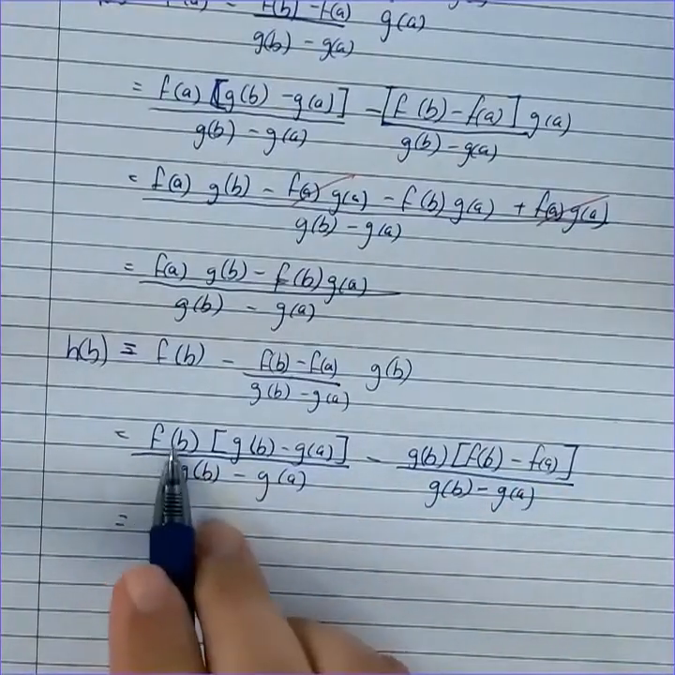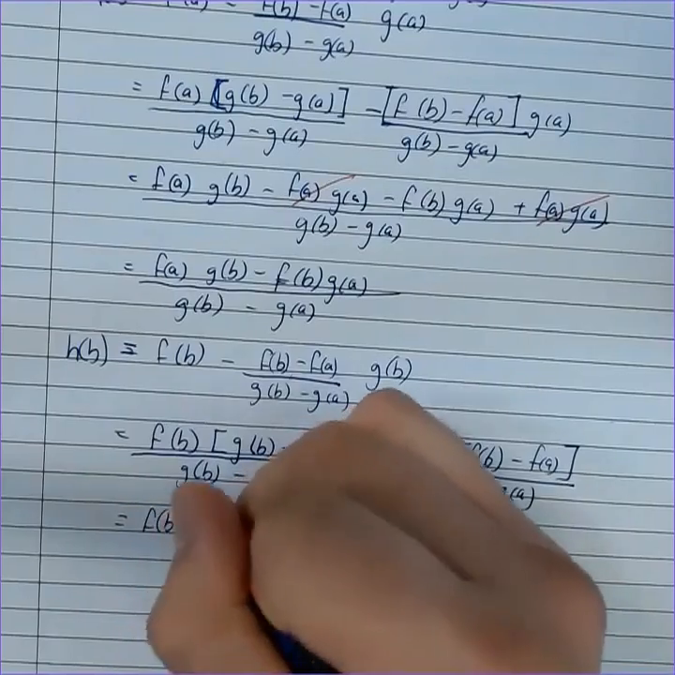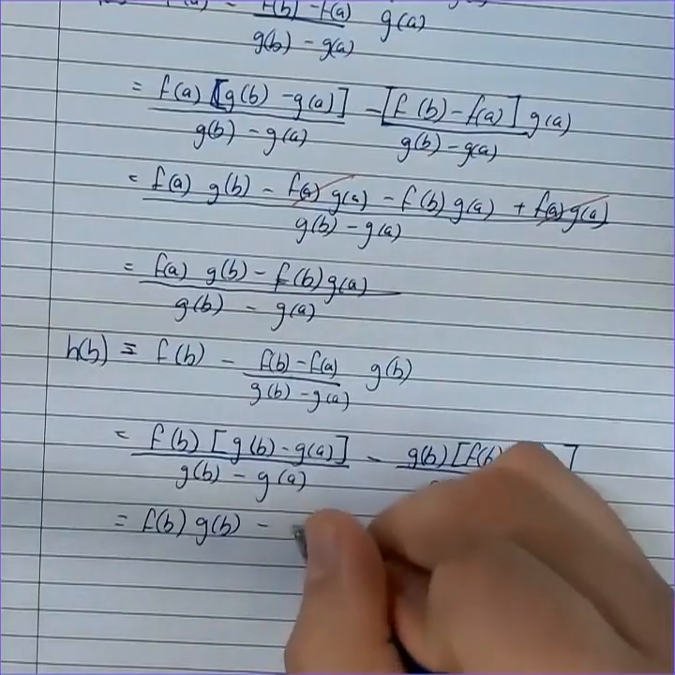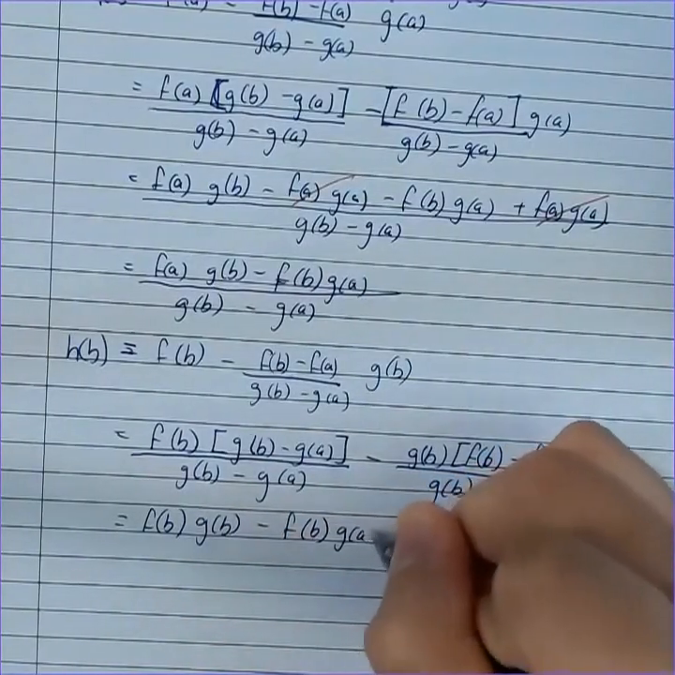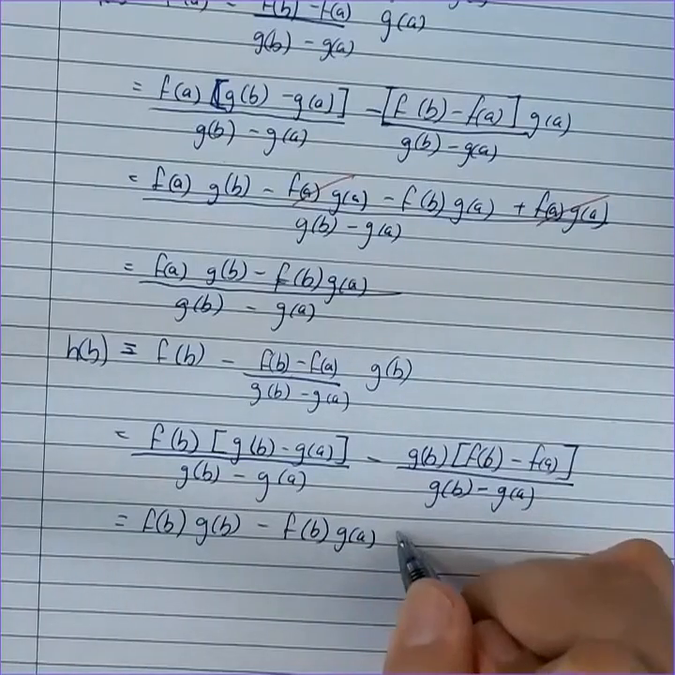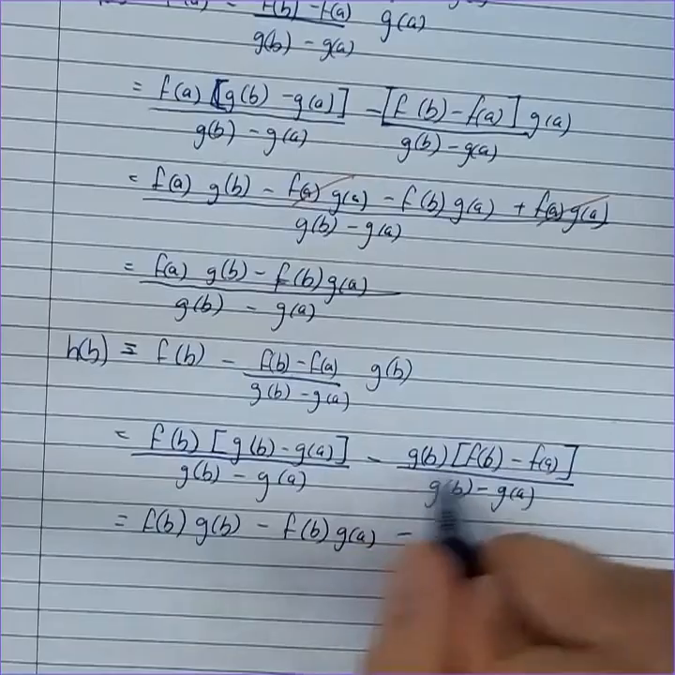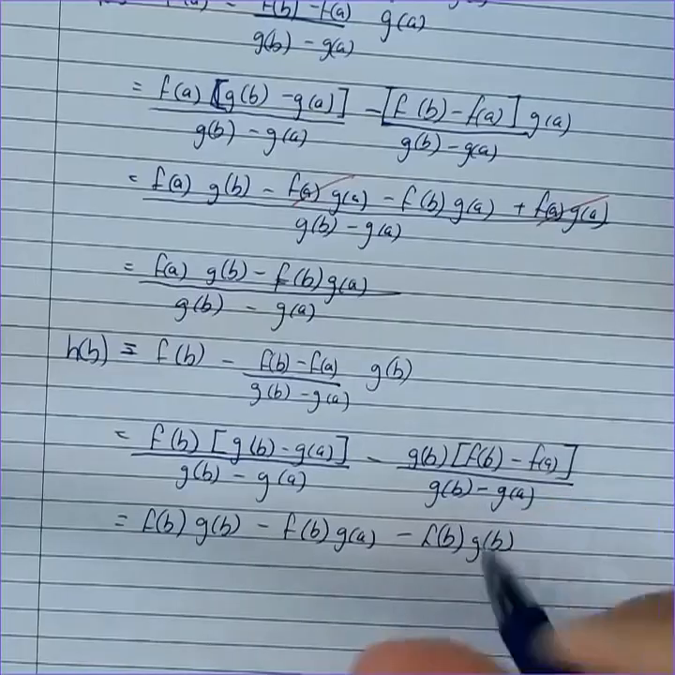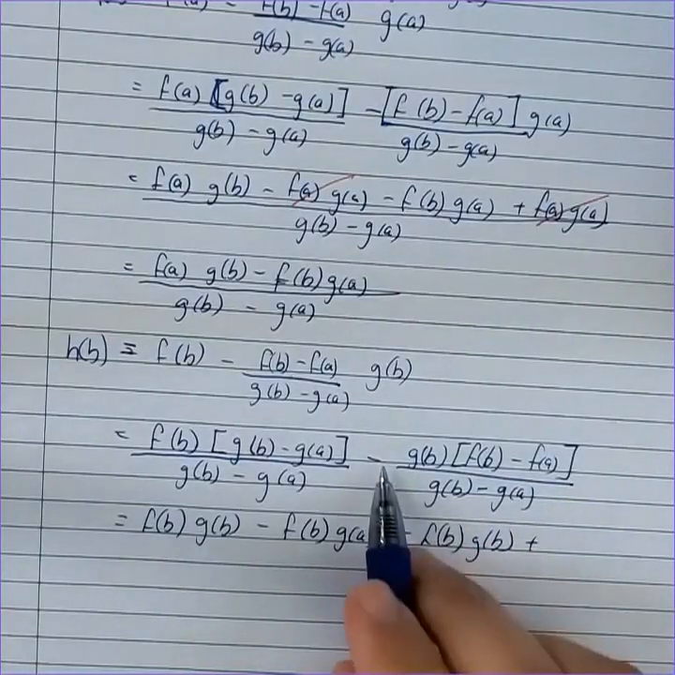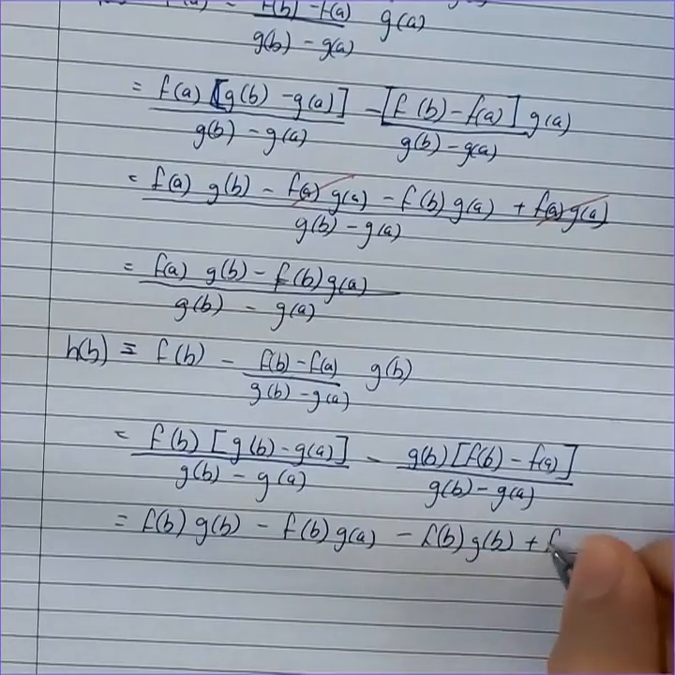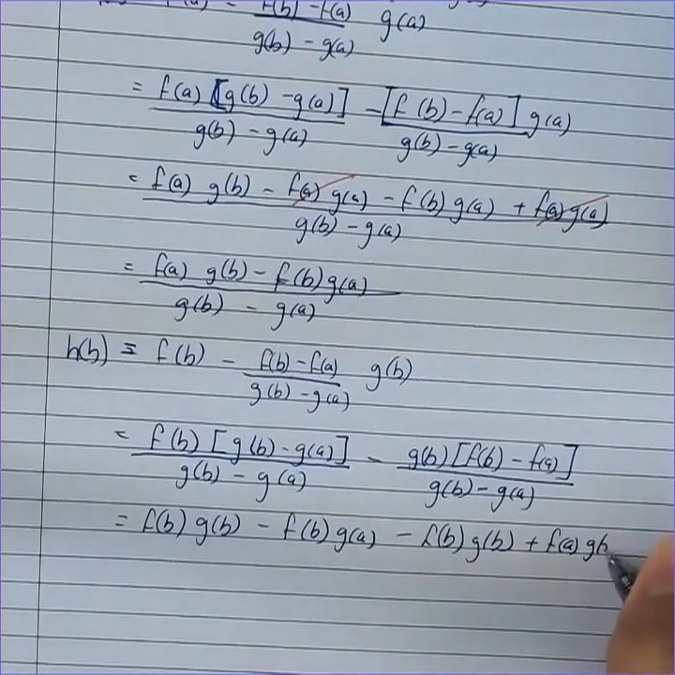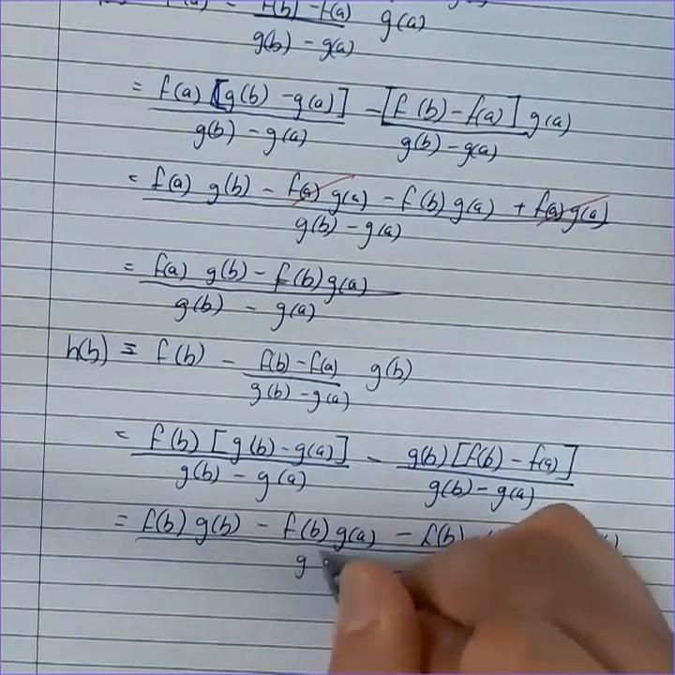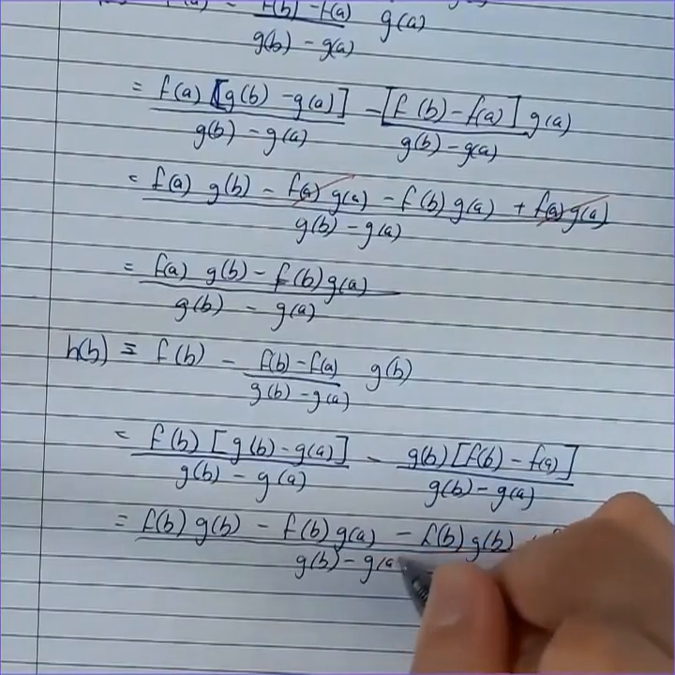So that'll give me F at B times G at B minus F at B, G at A. Okay? Minus G at B, F at B. I'm going to flip those around and put the F first. F at B times G at B. And then double negative makes that a plus. So it'll be F at A, G at B. And that's all over a common denominator, G at B minus G at A.